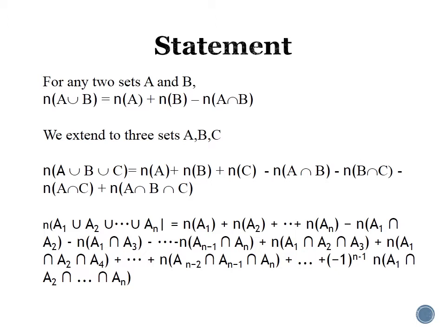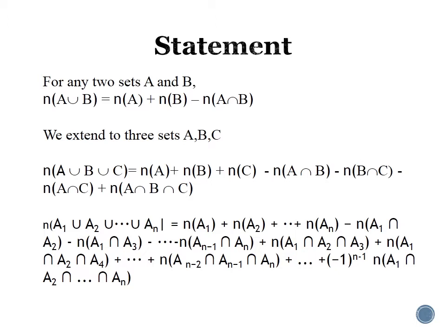Now coming to the principle of inclusion exclusion theorem. Here for any two sets A and B, cardinality of A union B equals cardinality of A plus cardinality of B minus cardinality of A intersection B. Here cardinality of A union B is the number of elements from A or B. You are taking the number of elements in A or the number of elements in B or in both sets.